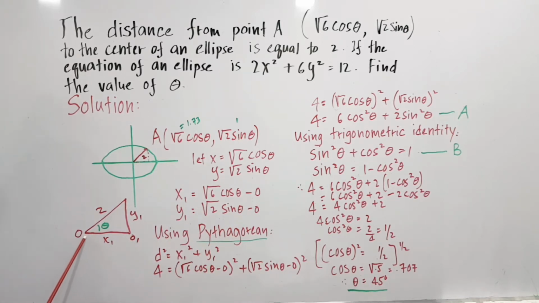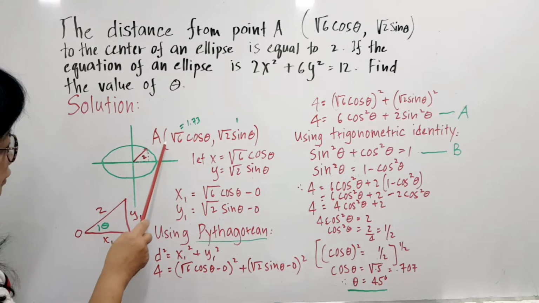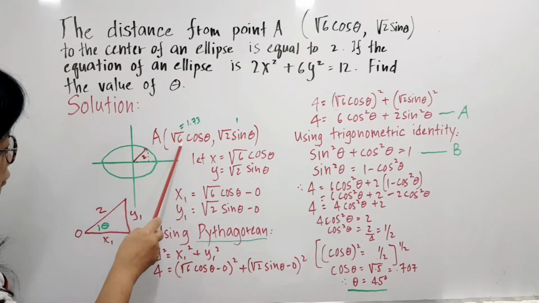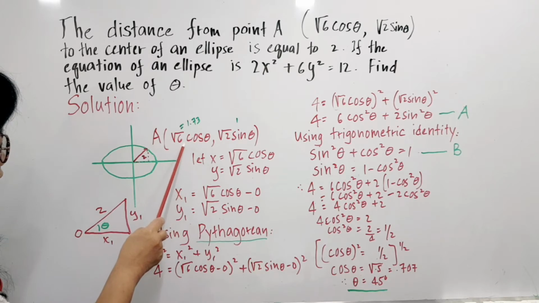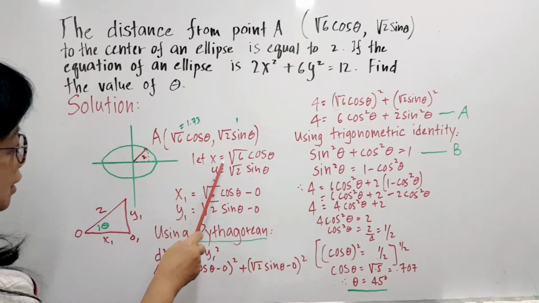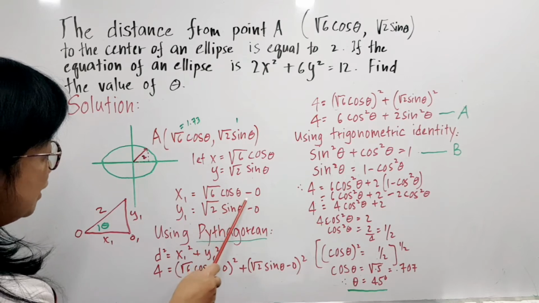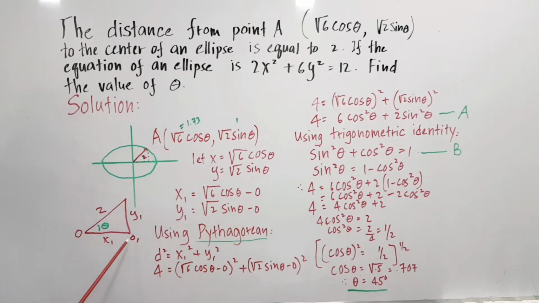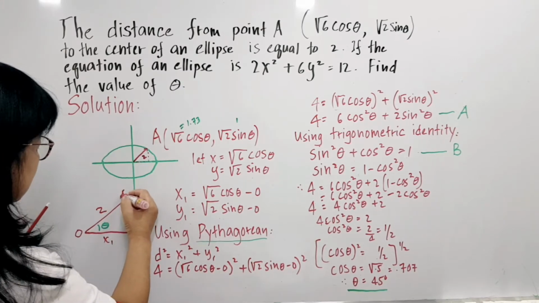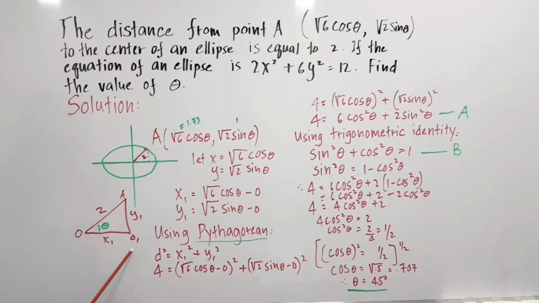minus 0, kasi dito tayo nag-umpisa sa dito, point, sa center. So, 0 ang x dito. So, punta natin dito, merong square root of 6 cosine theta minus 0. So, dito, this is the A point. Square root of 6 cosine theta minus 0.